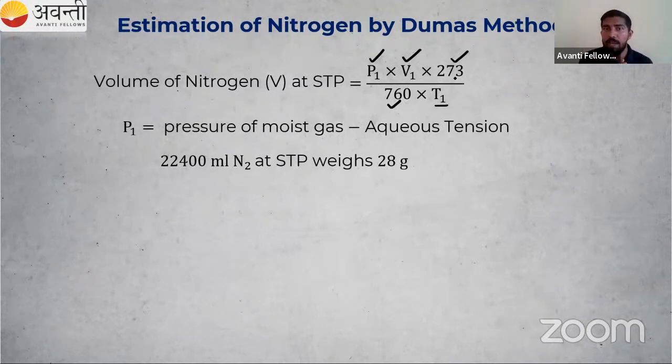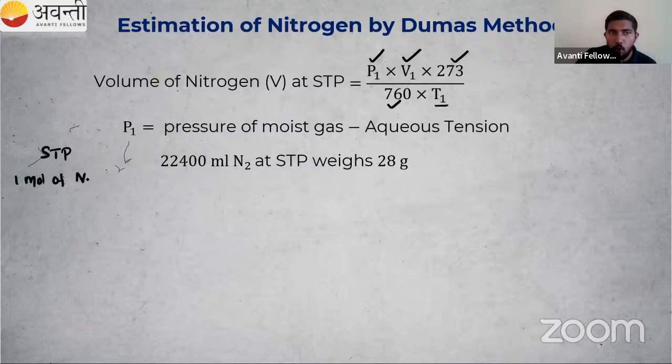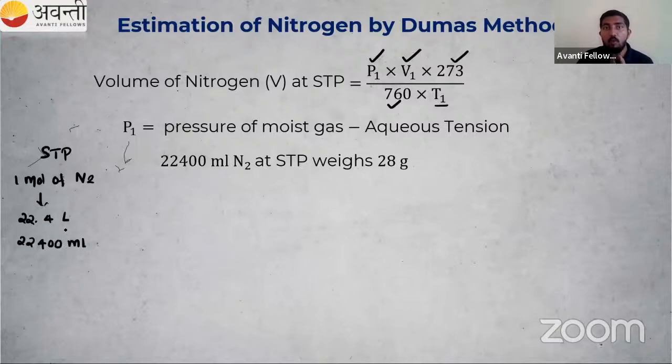Okay, so volume we have. From volume, I have to convert it into weight. How to do that? We have STP condition. So I can say at STP, 1 mole of N2 occupies a volume of 22.4 liter, or I can write 22400 ml. So 1 mole means what is the weight? 28 gram. That is the weight.